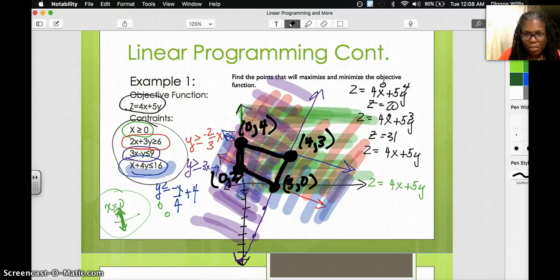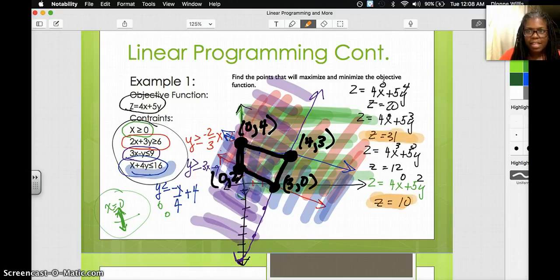Now if I put in 3, 0, the answer here is 12. And finally, the last one is 0, 2. If I do 0, 2, I get that the z value here would be 10. So I can literally go through and tell very simply which one is the greatest and which one is the least.